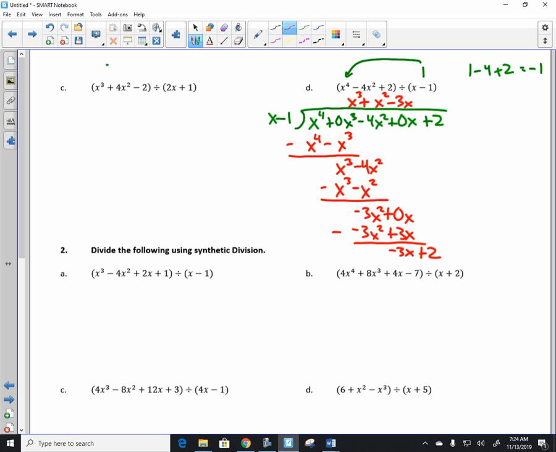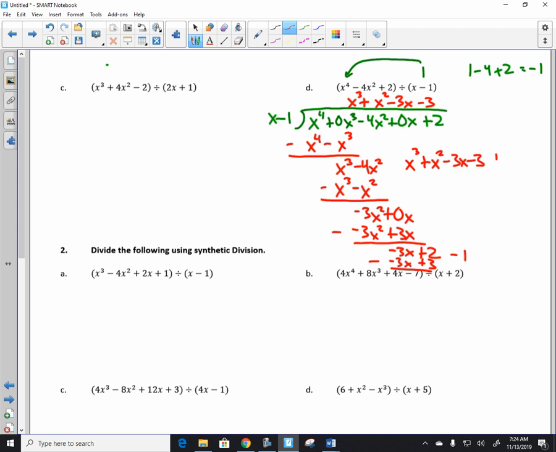And our final one, what do you multiply x by to get negative 3x? Multiply by negative 3. Run that back through negative 3x plus 3. We subtract, and we get negative 1. So I know that my remainder is correct. How do I write my final answer? I write it as x cubed plus x squared minus 3x minus 3.